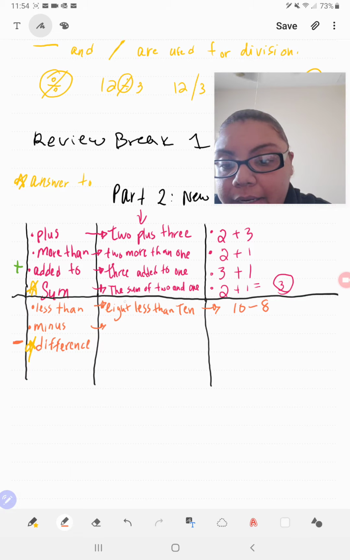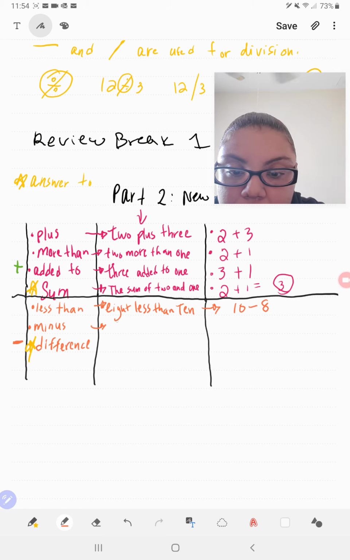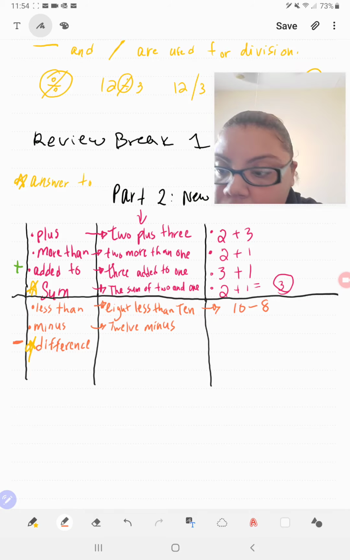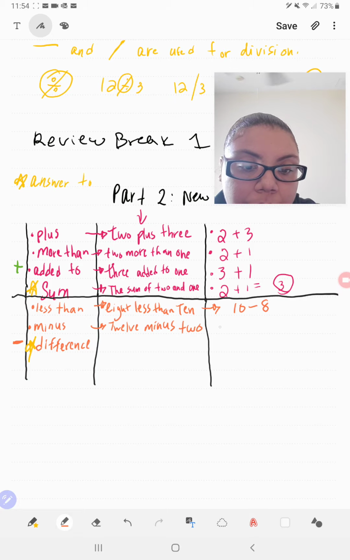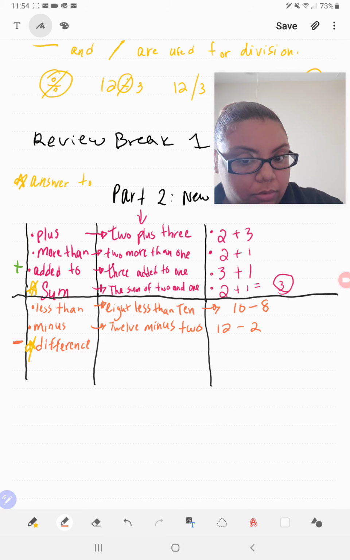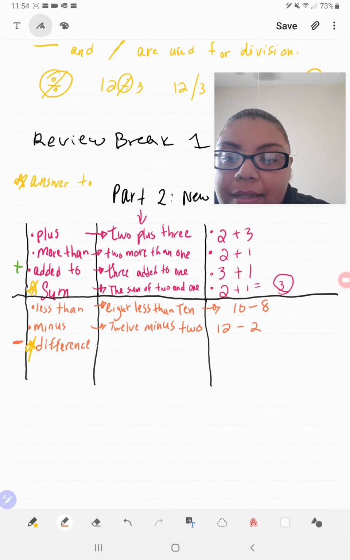And then we have minus, which is of course easy. So 12 minus 2. 12 minus 2. That one does read the same way. And then difference, which is the answer.